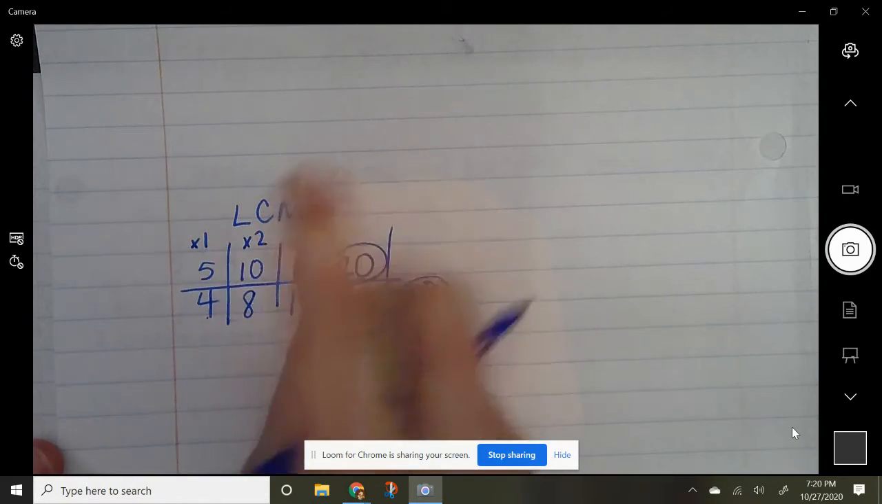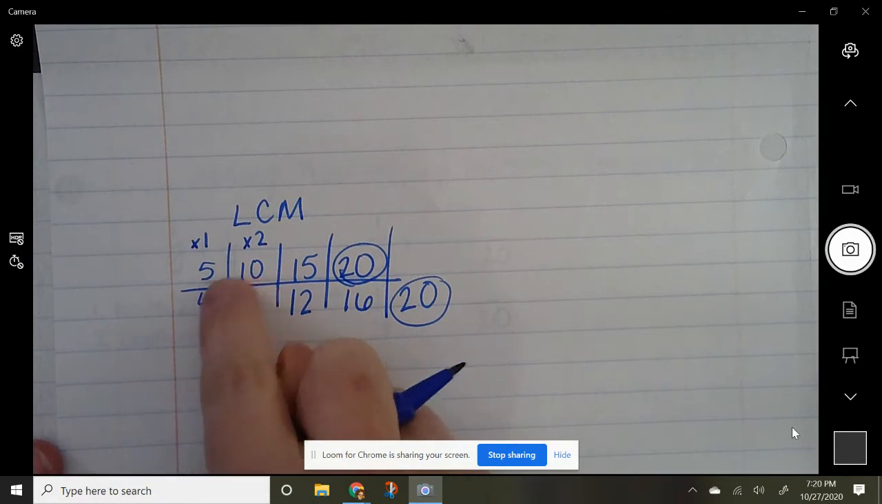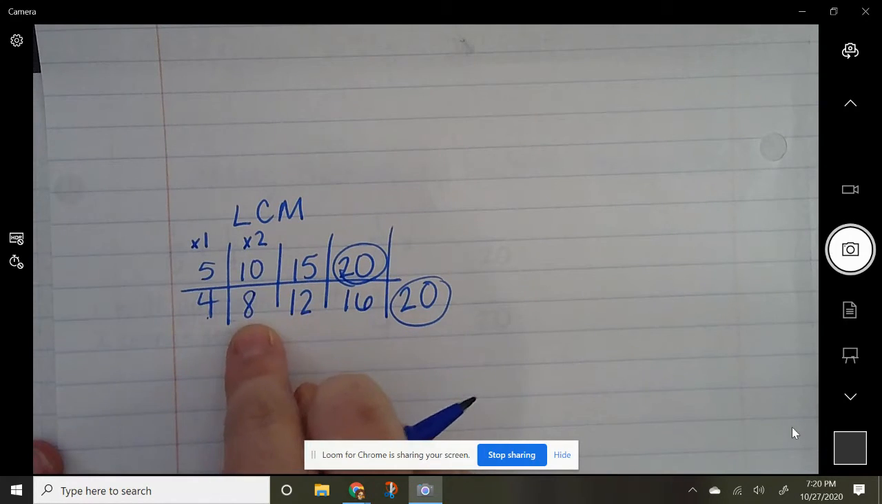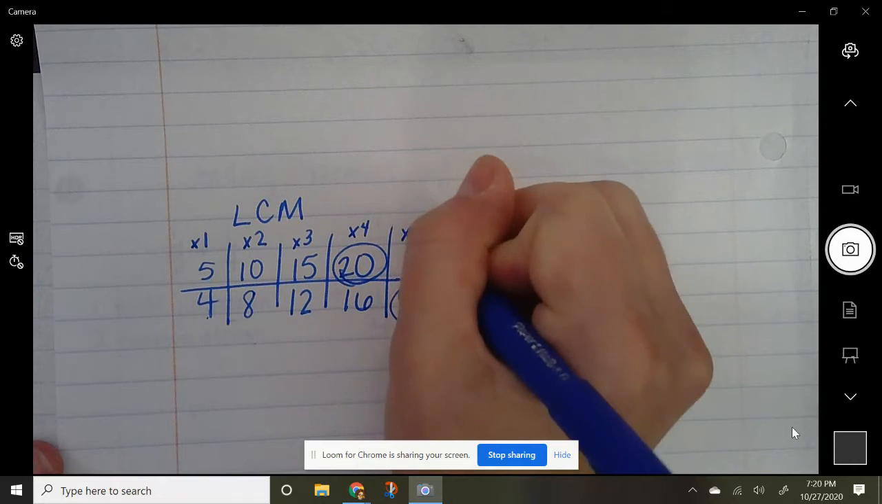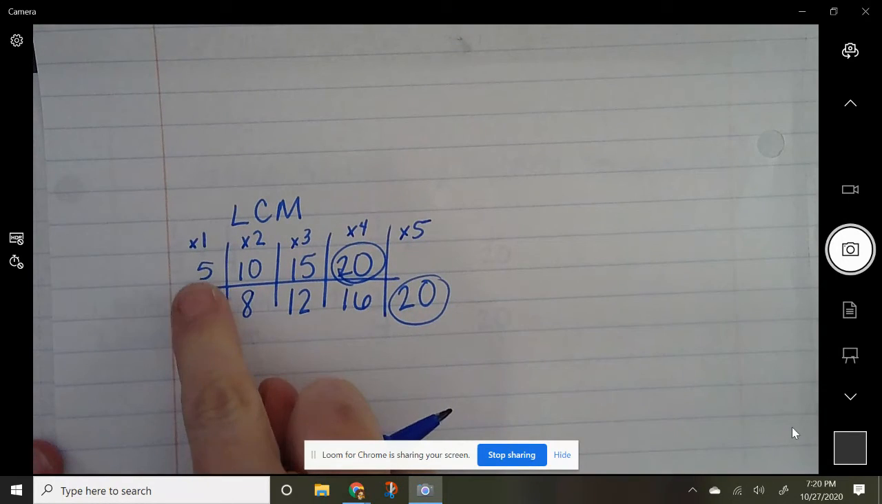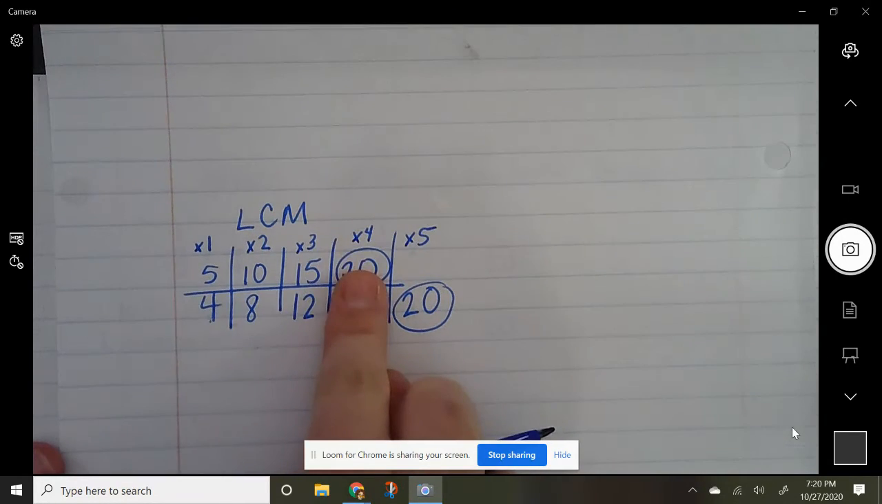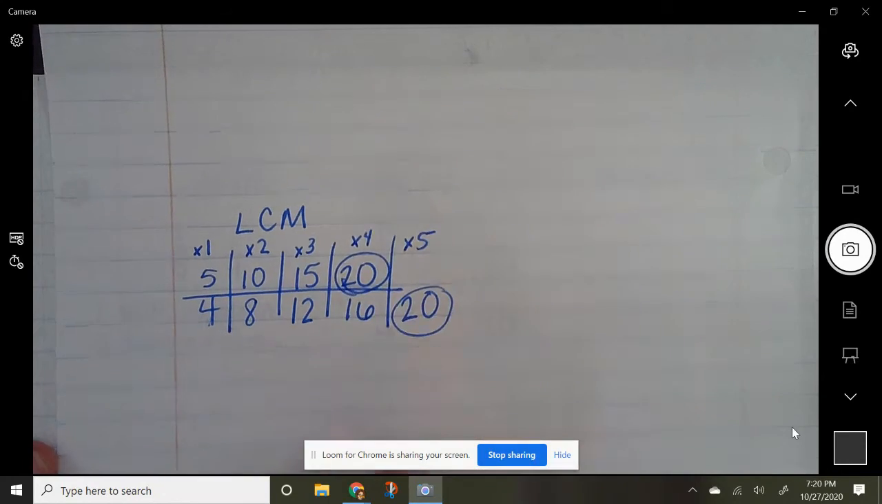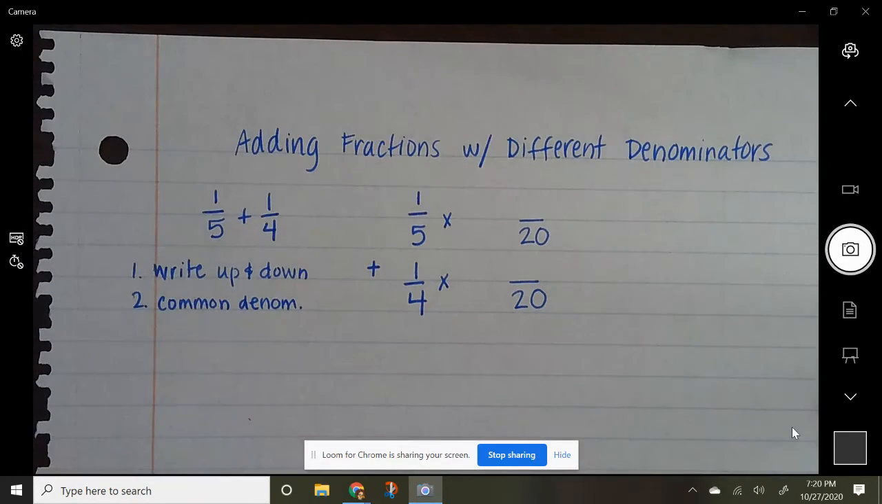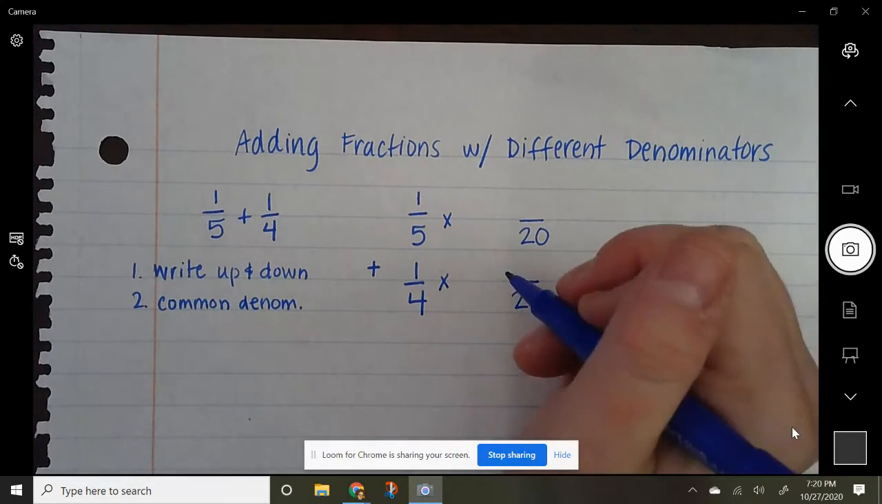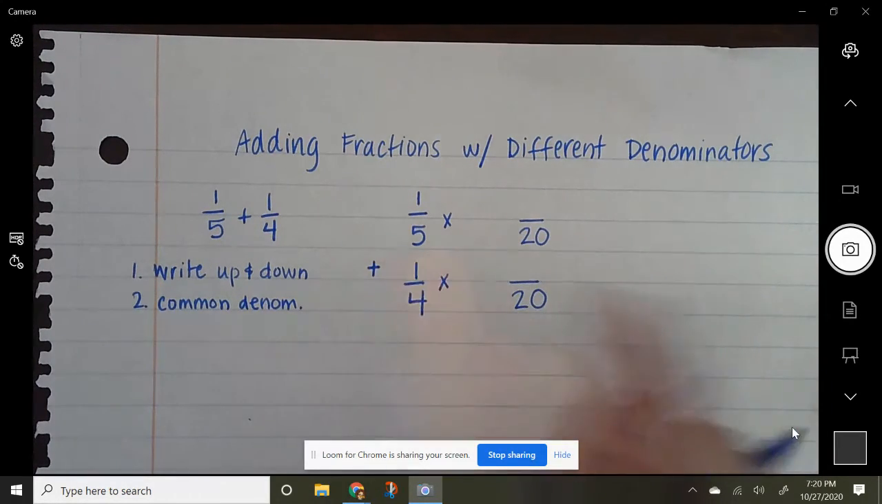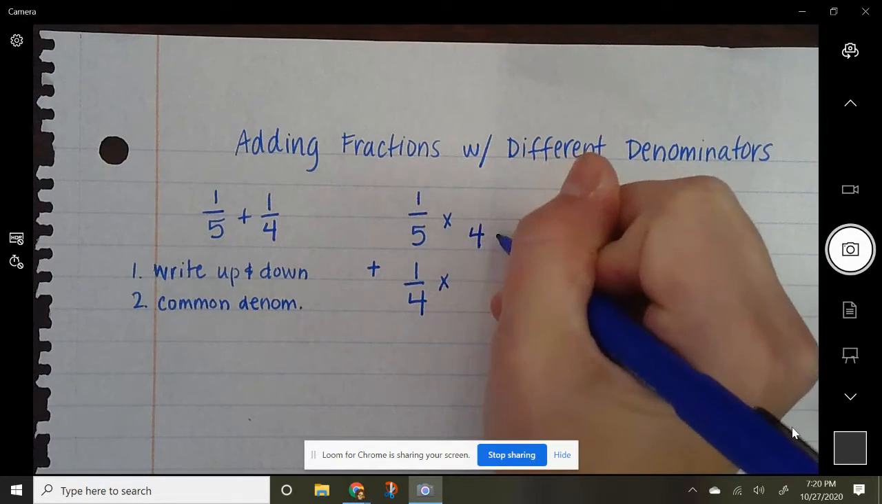Times 2. 5 times 2 is 10. 4 times 2 is 8. Times 3, times 4, and times 5. So I know I'm going to take my 5 times 4, and I'm going to take my 4 times 5. It just so happens to be that they're opposites in this case. That's not always how it will be. So 5 times 4 will equal that 20 for me.